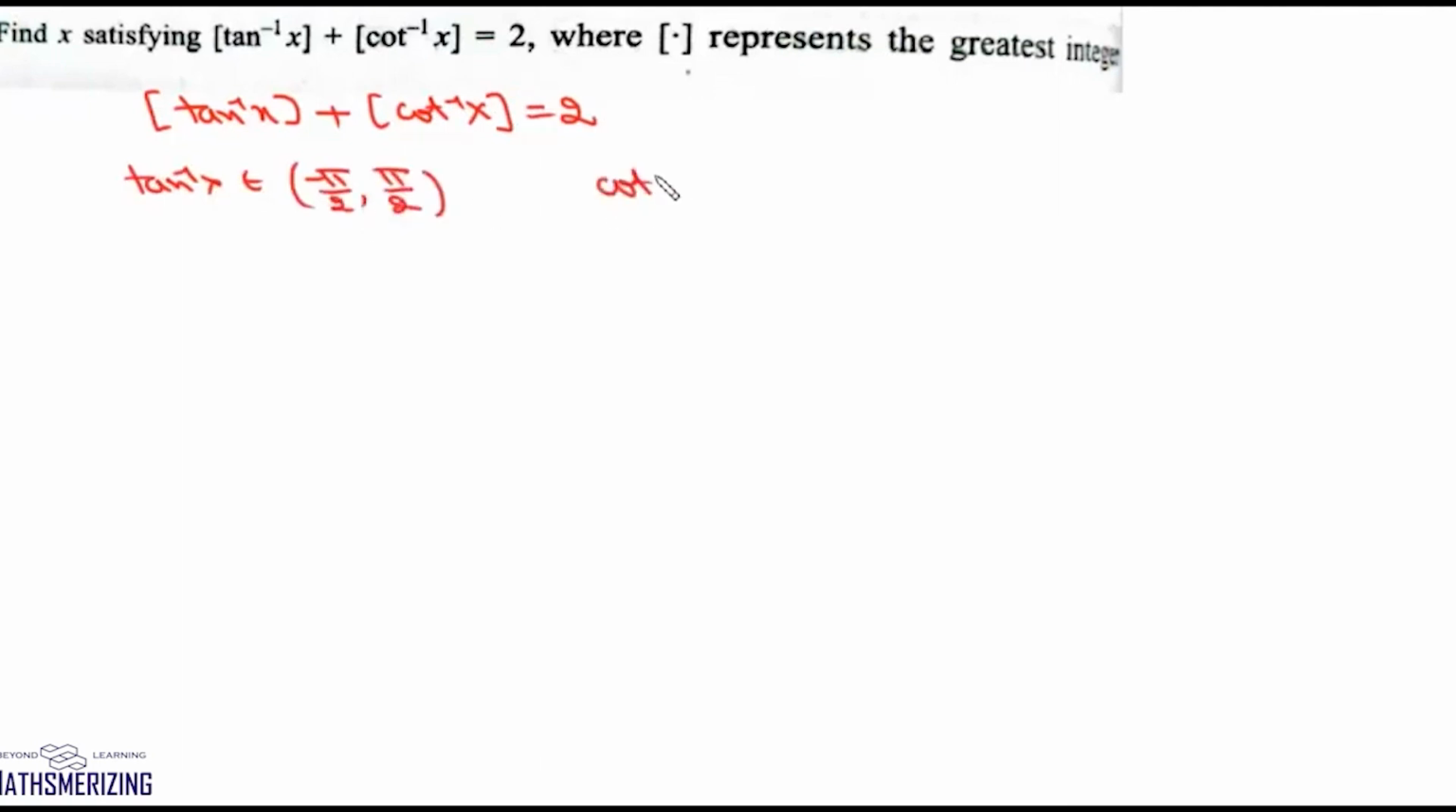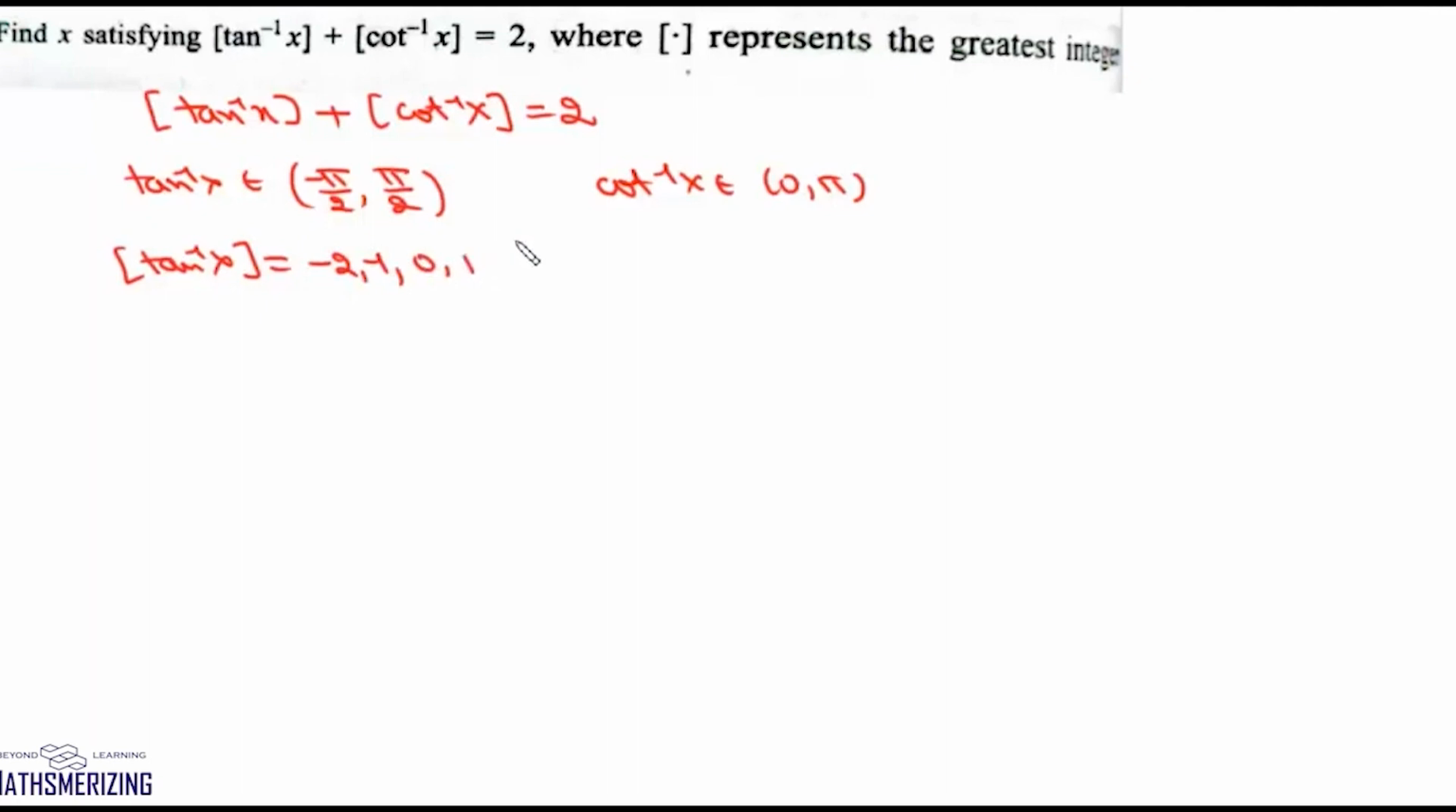Now here the question is, find x satisfying this equation: greatest integer function of tan inverse of x plus greatest integer function of cot inverse of x equals 2. Now we know that the range of tan inverse of x is minus pi by 2 to plus pi by 2, and the range of cot inverse of x is from 0 to pi. So the possible values of greatest integer function of tan inverse of x are minus 2, minus 1, 0 and 1.